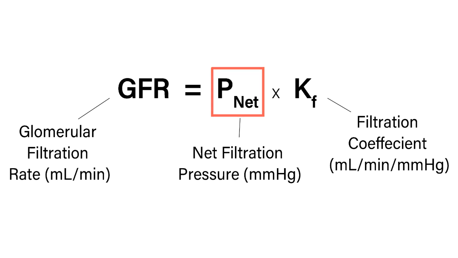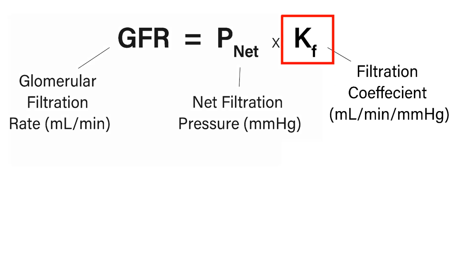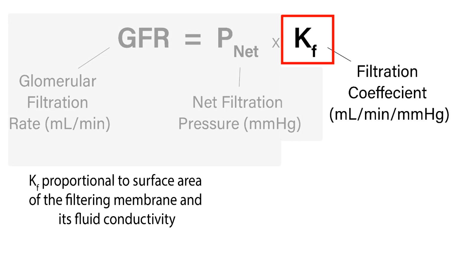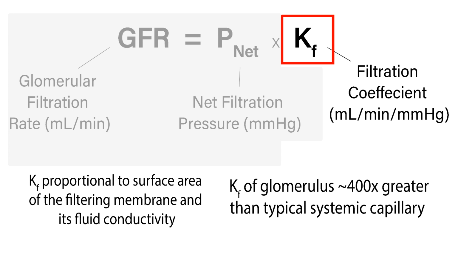usually expressed in millimeters of mercury, and the capillary filtration coefficient, in milliliters per minute per millimeter of mercury. This filtration coefficient is proportional to the surface area of the filtering membrane, the glomerulus in this case, and its fluid conductivity. It's worth noting that the glomerulus is an extremely conductive capillary bed. The filtration coefficient for a typical glomerular capillary is approximately 400 times larger than a normal systemic capillary bed. So the glomerular capillaries are specialized for the formation of ultrafiltrate.